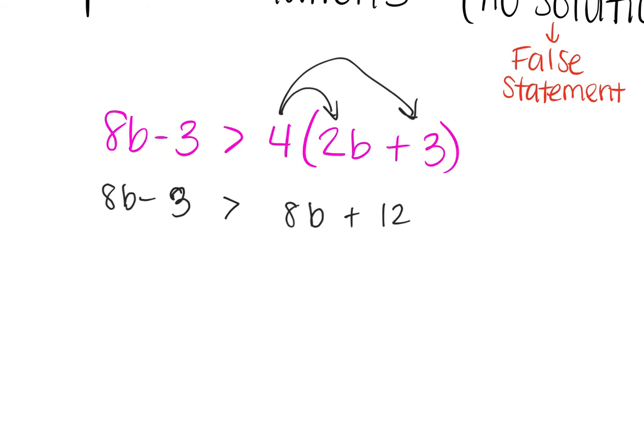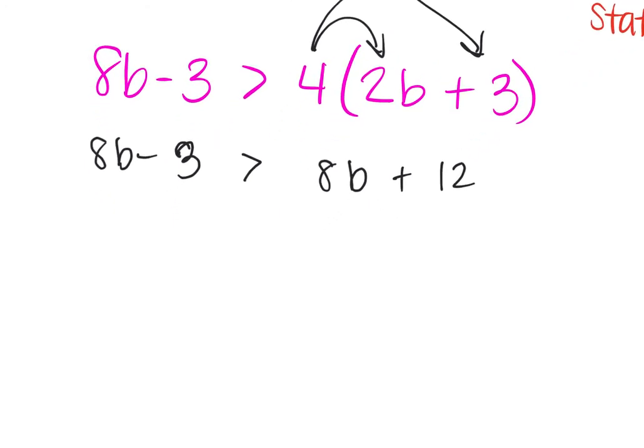Yep, exactly. Any term inside those parentheses, you need to multiply. It's not just 4 times 2. You also need to do 4 times 3. Very good. So we've got 8b minus 3 is greater than 8b plus 12. Now, remember when we talked about equalities, and I told you a light bulb should go off when you have the same term on both sides. Do we have that here? So same light bulbs going off for inequalities. But watch very carefully what I'm about to do. If we were to solve this normally, we would just subtract 8b from both sides, right? This would cancel, this would cancel.